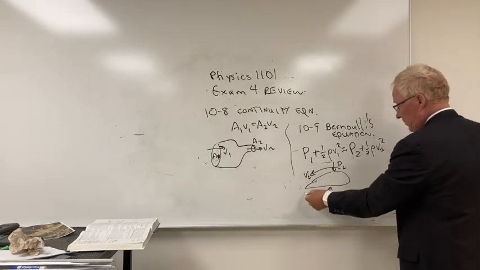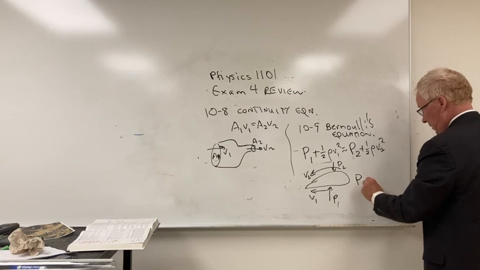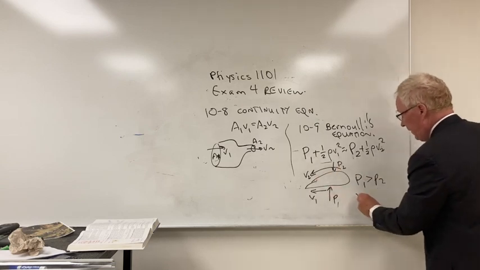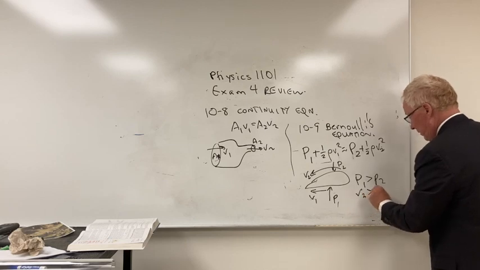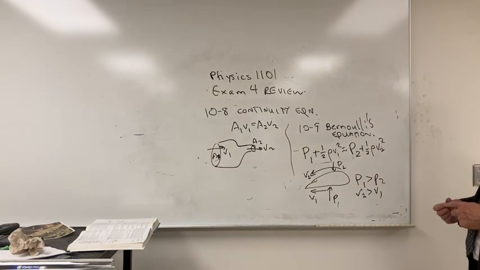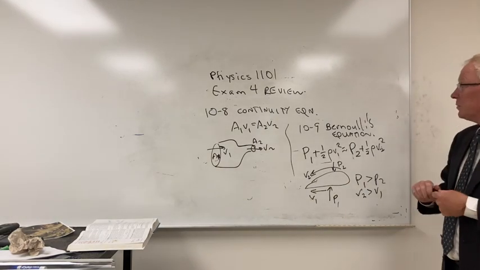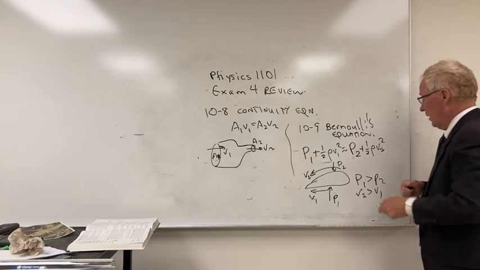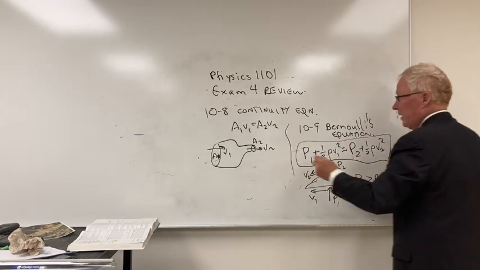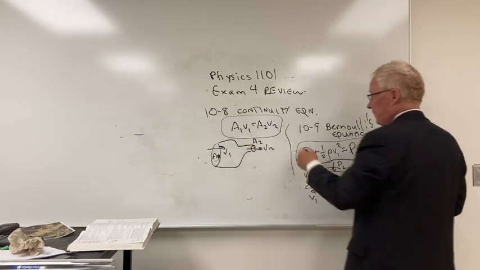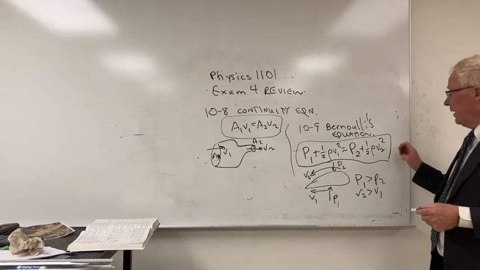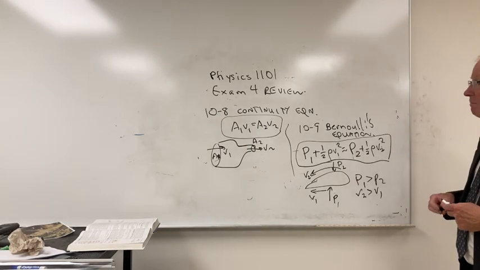So if it has to go faster, P1 is going to be greater than P2, and that will give it lift. So V2 is greater than V1. So it has to go faster. That's Bernoulli's equation, Bernoulli's principle, and I did some examples with the quiz, with the lecture related to that. So there's your continuity equation for section 10.8. There's your Bernoulli's principle equation for section 10.9.